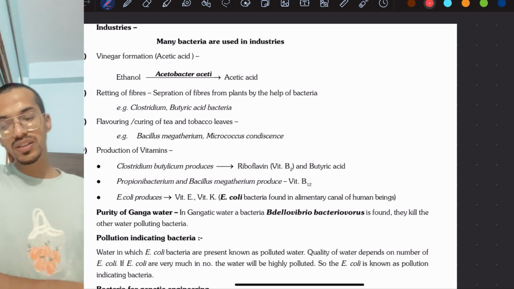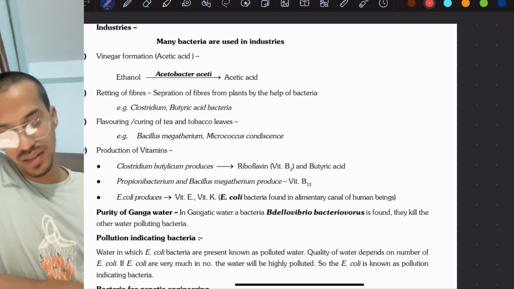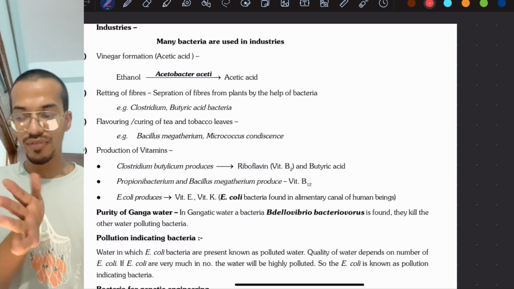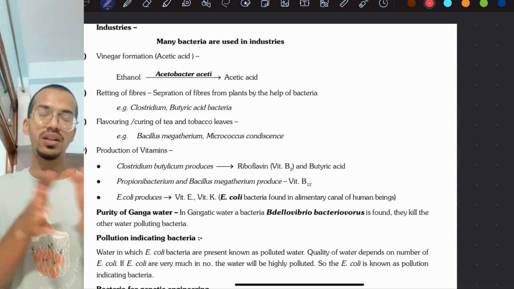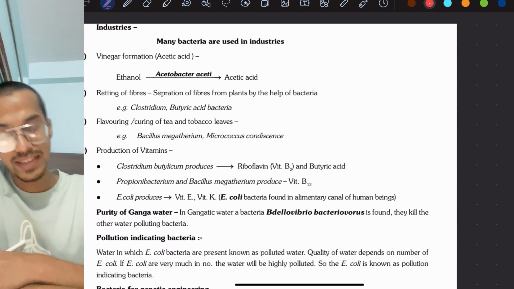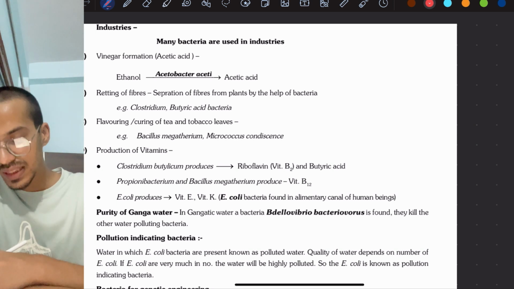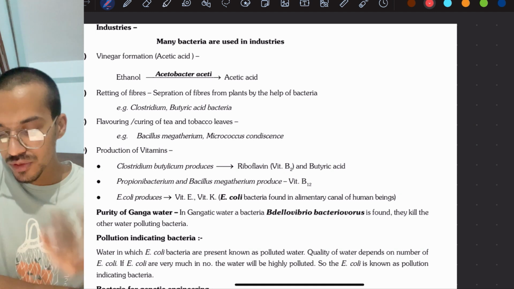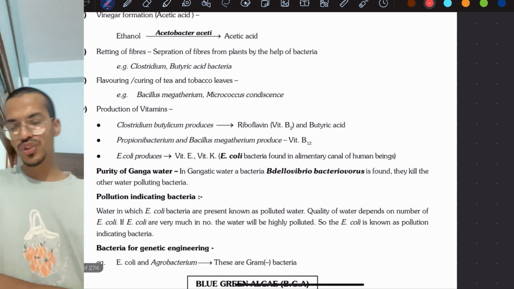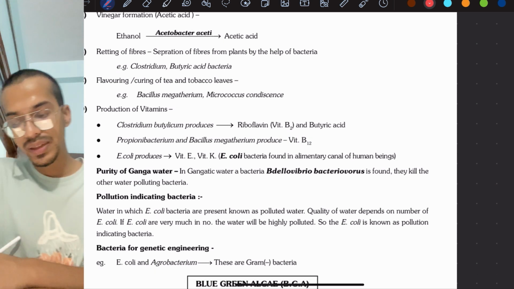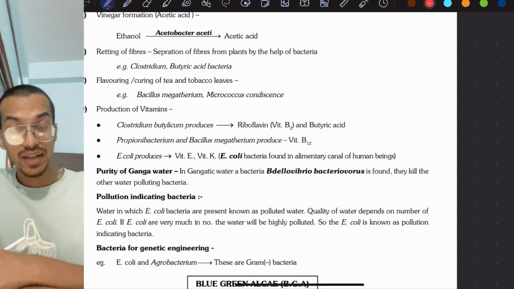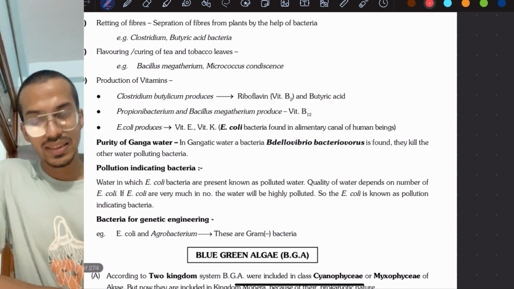On the industrial level, we form vinegar with the help of Acetobacter aceti. Then there is retting of fibers. Retting of fibers means we obtain plant fibers from the plants with the help of bacteria like Clostridium, butyric acid bacteria. Then curing of tea or tobacco leaves means adding flavors with the help of bacteria. Then production of vitamins: E. coli produces certain vitamins, Propionibacterium vitamin B12, Clostridium butylicum vitamin B2, riboflavin.